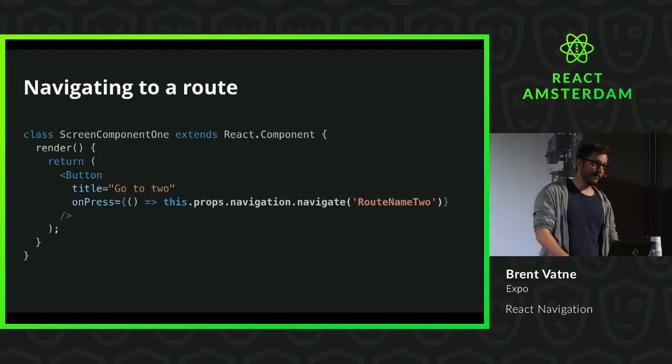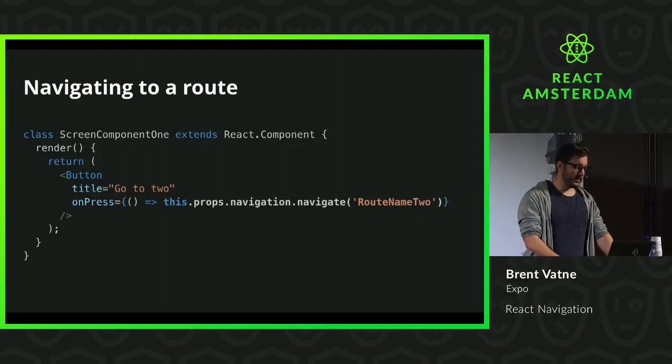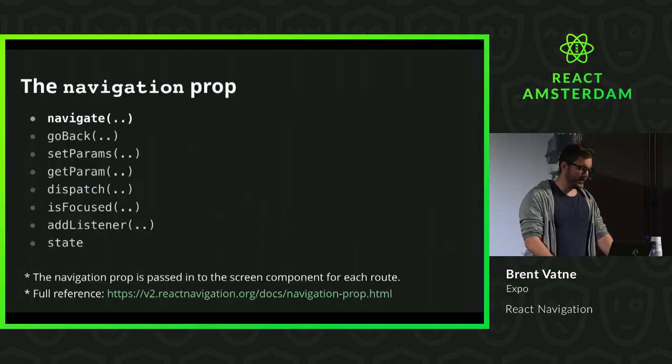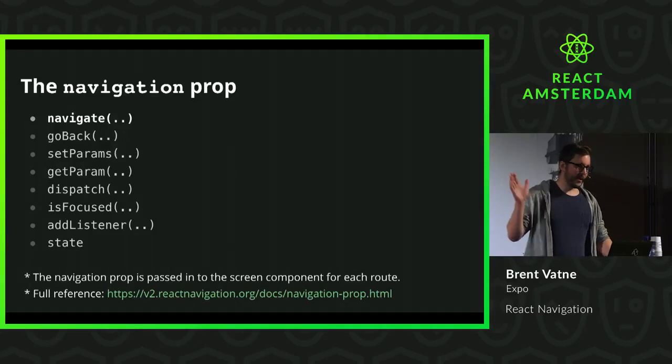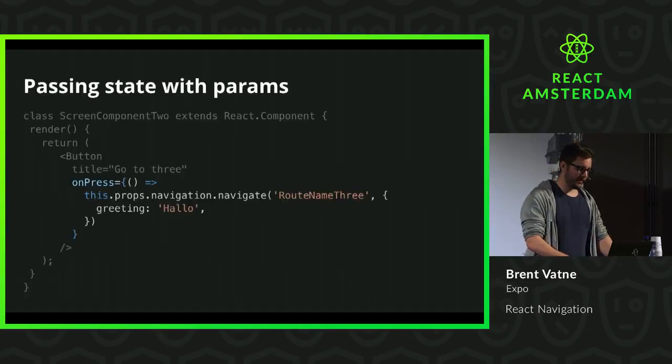So when you want to navigate from one screen to another, you just call navigate on this navigation prop and pass in the route name. And the navigation prop is something that's passed into all screen components, and it has a kind of grab bag of useful functions for interacting with the navigation state. You can navigate to a specific screen like we just saw. You can go back, use parameters in various ways, check the focus state, et cetera. And these are the properties that are available in every navigator. We'll see later that you can also have navigation properties that are specific to a certain type of navigator.